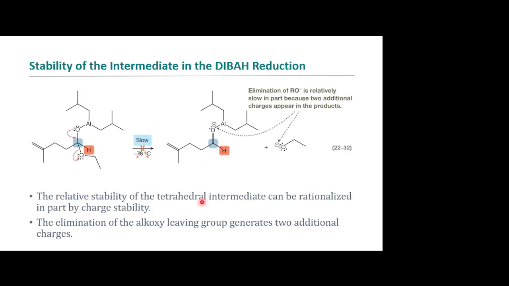Fantastic. All right, so let's talk a bit about the stability of this intermediate here. The relative stability of your tetrahedral intermediate can actually be rationalized in part by charge stability, because the elimination of the alkoxy group actually generates two additional charges here. If this next step were to go through, we would get a negative and a positive charge, which is actually a less stable structure than the other option. So neither of these groups can leave without generating something high energy. This would be the minimum of the high energies, but it's still very high energy.